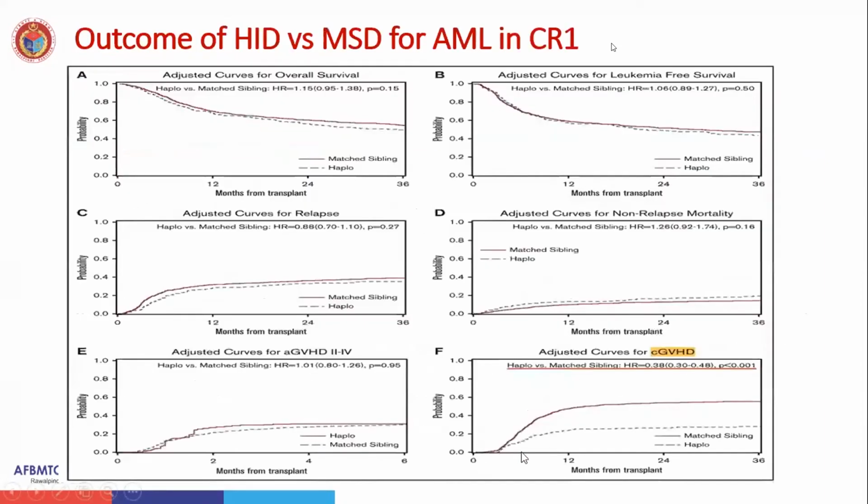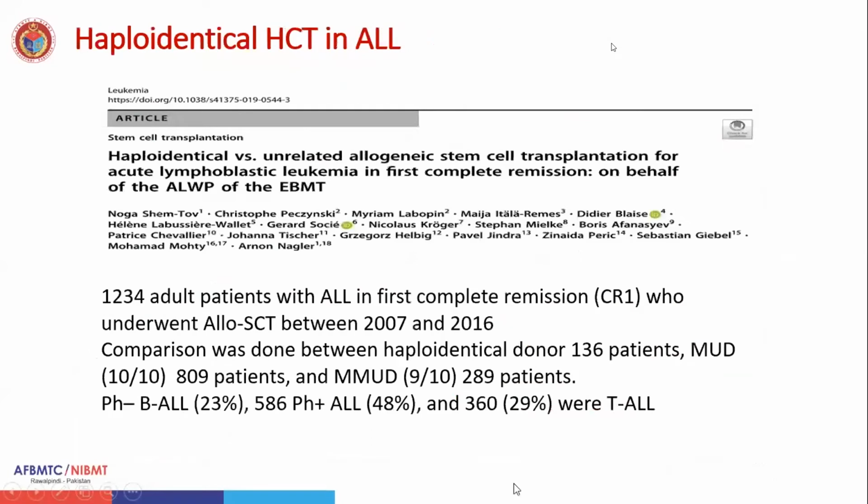And when we look at the results in terms of the overall survival, the leukemia-free survival, relapse risk, non-relapse mortality, and acute graft versus host disease, we see that the curves overlap very closely for both haploidentical and matched sibling donor transplants. And the surprise is here in the curves for chronic graft versus host disease, where you see that there is a significant difference, with a low risk of chronic graft versus host disease for haplotransplants versus matched sibling donor transplants.